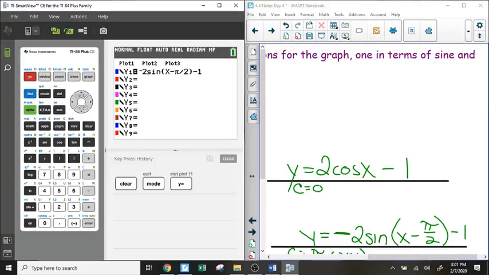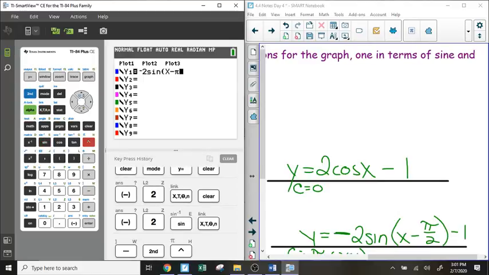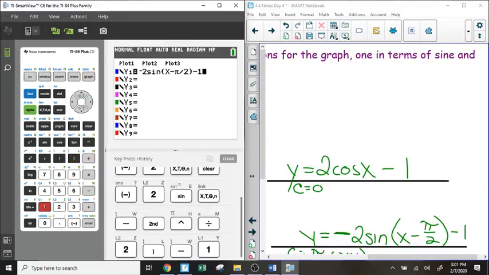I picked the most complex. Let's go with that one that had the ROX and the phase shift and everything. I'm going to go with that negative sign, -2 sine of. Now, when you type in sine, it's going to start a parentheses. We don't always need that, but your calculator will, so you'll have to always close that before you do your vertical shift. So I'm doing this one right here, -2 sine of x minus pi over 2. Close my parentheses, and then tell it to move my graph down 1.